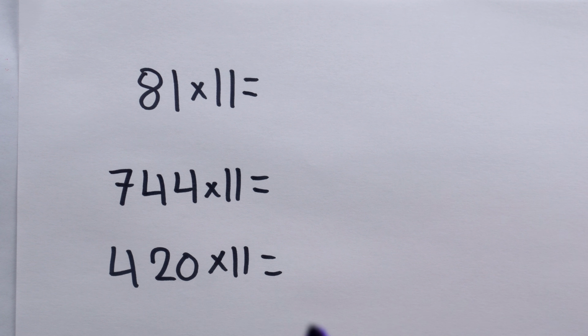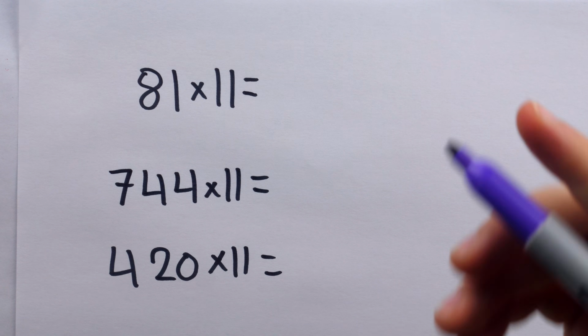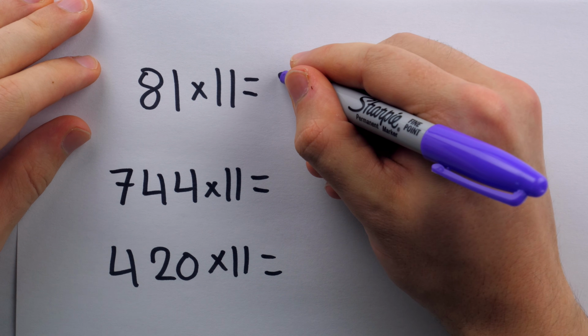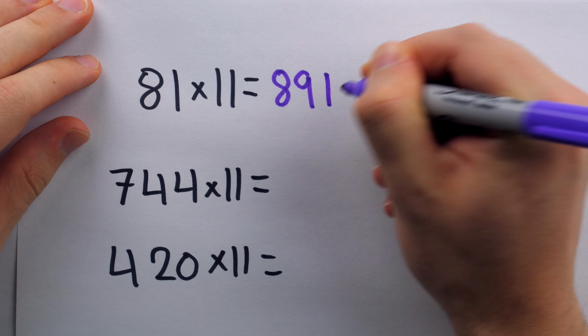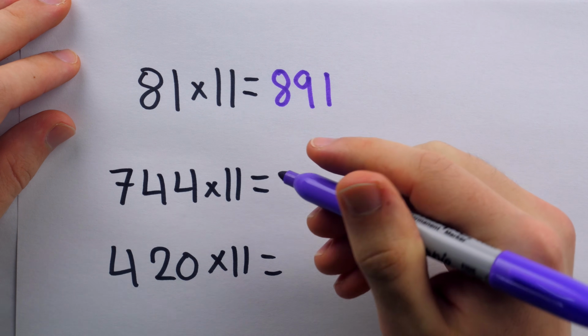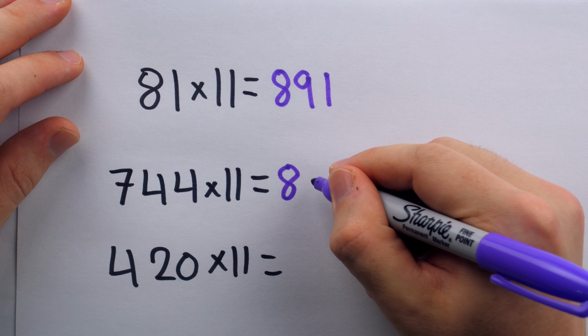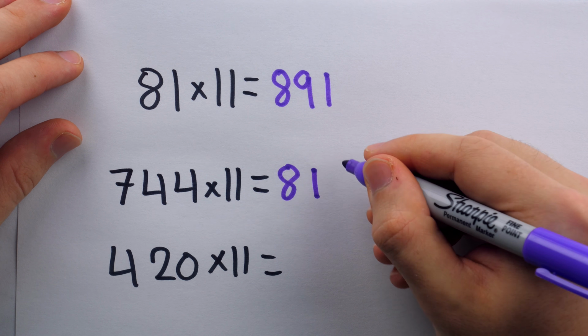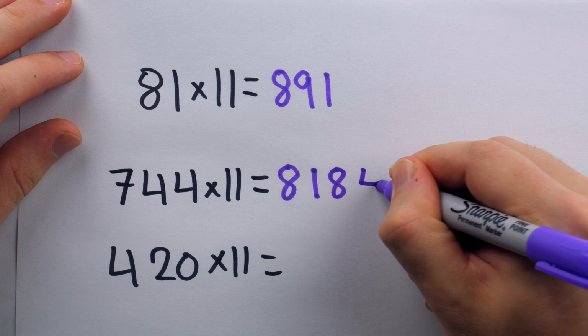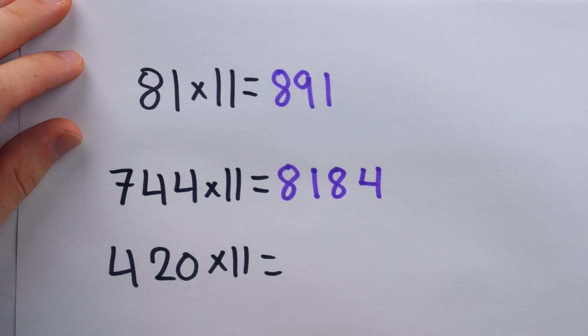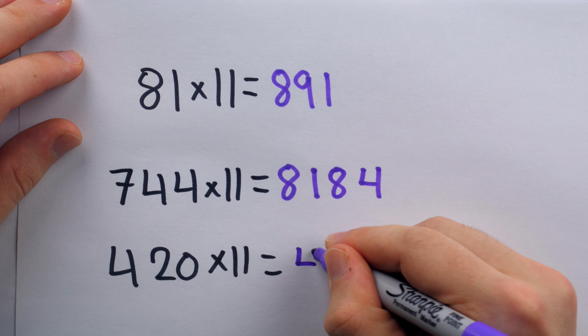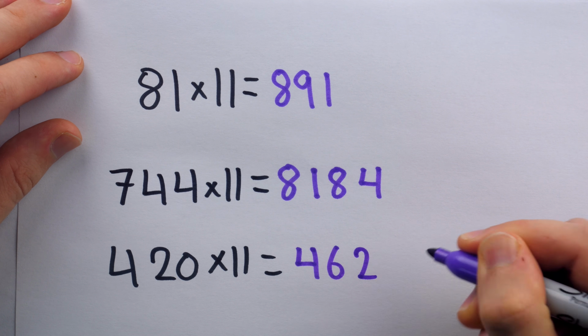Here are a few more quick examples you can try in your head real quick. I'll start writing down the answers now. 81 times 11, that's going to be 891. 744 times 11, let's see, we're going to have 8, and then 1, and then 8, and then 4. And then 420 times 11 is going to be 4,620.